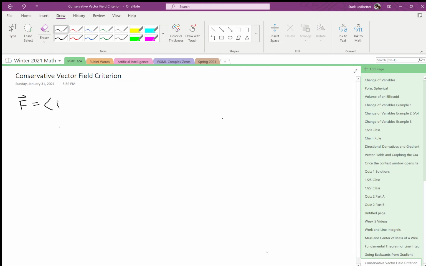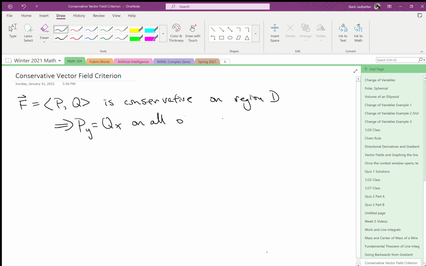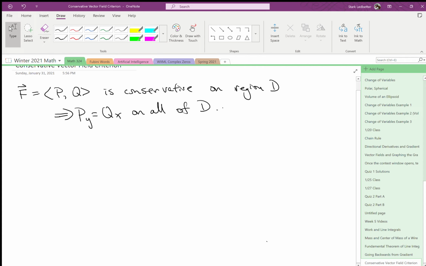The vector field PQ is conservative on region D. Then we figured out basically from the previous video that the partial derivative of P with respect to y has to be equal to the partial derivative of Q with respect to x, and that has to be true on all of D. And that's all we need to know. Okay, so that was pretty straightforward.